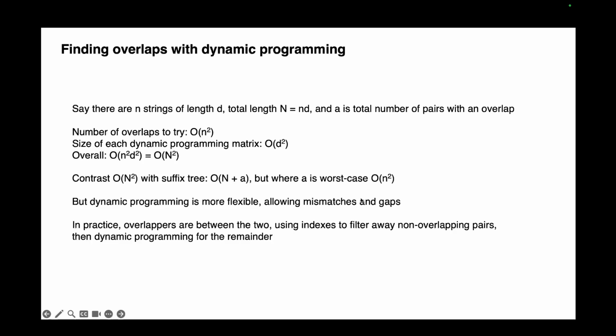And A's worst case scenario is n square, which is still better than n square d square, right? Here it is n square d square, but for the suffix tree the worst case scenario is n square. So the worst case scenario for the suffix tree is better than the dynamic programming matrix. But dynamic programming gives you more flexibility and allows for mismatches and gaps, which is very crucial because your genome will contain those mismatches and gaps and there will be no complete overlap. In practice, overlappers use indexes to filter away non-overlapping pairs and then dynamic programming for the remainder of the algorithm.